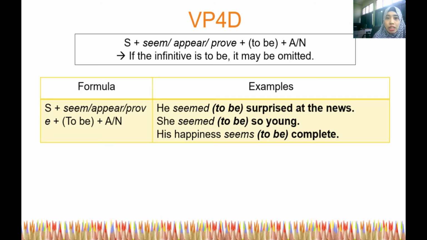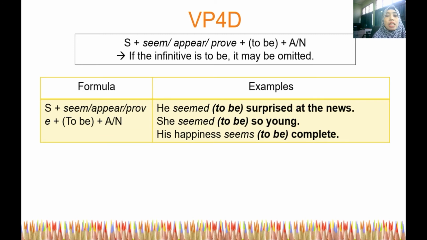Usually, when the infinitive is in the form of to be, it may be omitted. Okay, so the formula is subject plus seem, appear, or prove, focusing only on those three verbs, and then plus to be, but this to be can be omitted sometimes, and then plus adjective or noun.